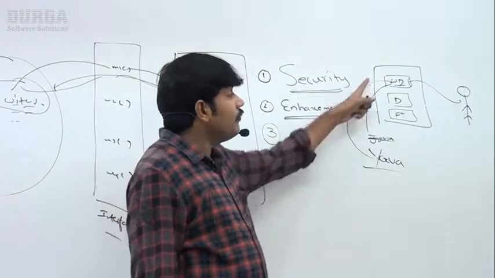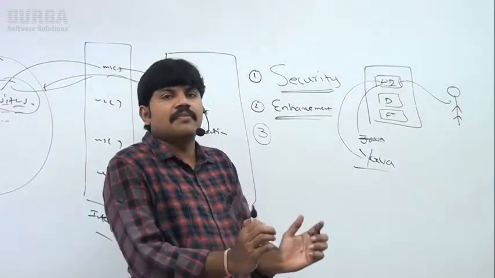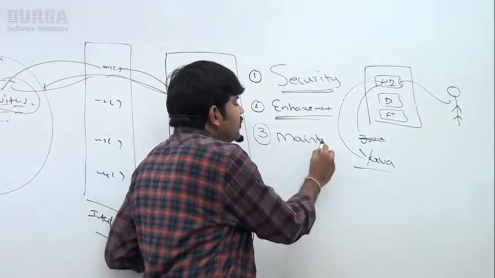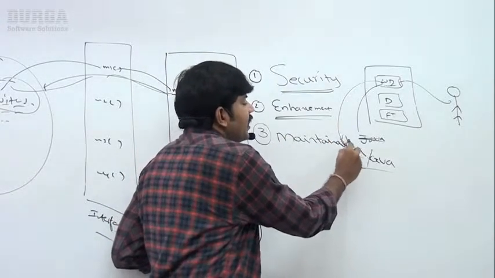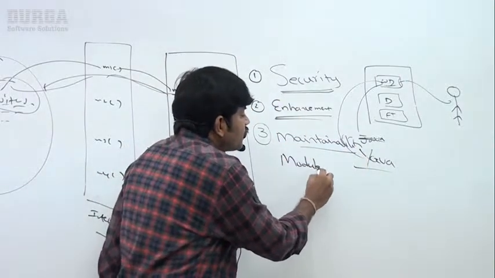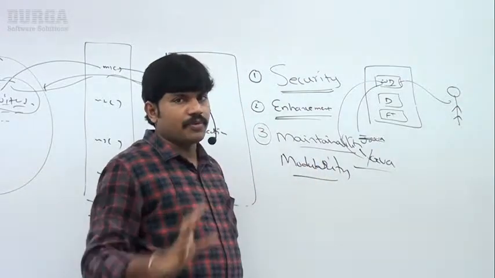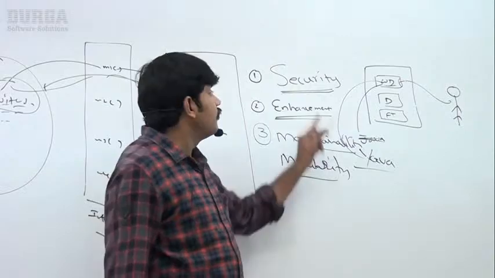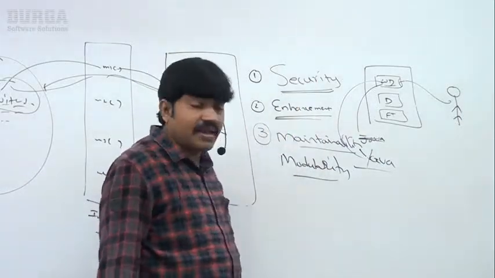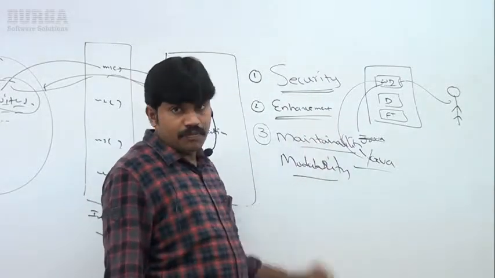This is the second. Next, if abstraction is there, if you are not going to highlight your internal implementation to the outside person, the maintainability of the application is going to be improved. Modularity of the application is going to be improved, sir. So compulsorily, while developing the code, we should be aware of abstraction. Security is one advantage, enhancement is another advantage, and maintainability and modularity of the application are going to be improved. That's all.